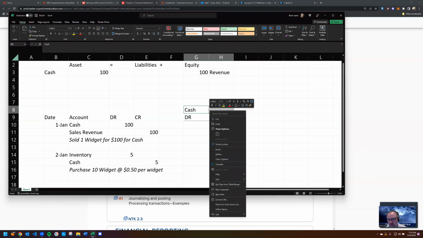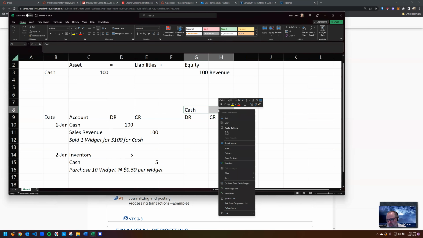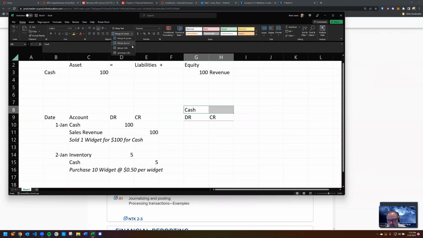I'm gonna do this as a little... A lot of people do this. I don't like to do that. Just merge across, merge cells. That's fine. Whatever. And center. That's quick. Okay. So it usually looks like this as a T account.